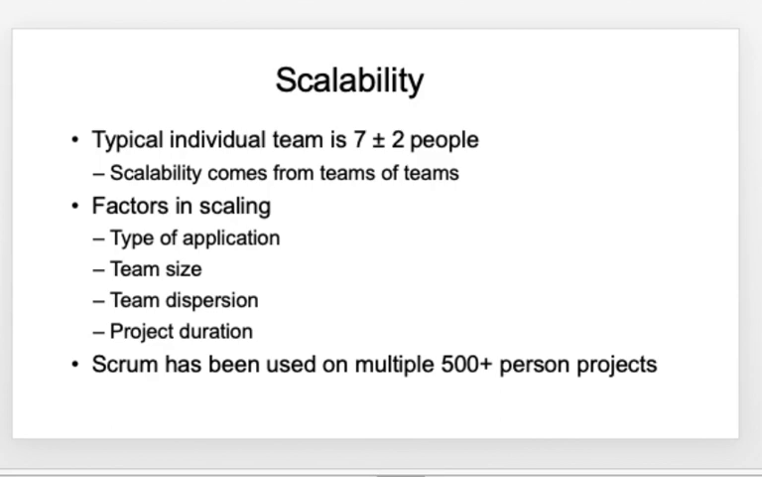So when you look at scalability, the typical team size would be 7 plus or minus 2 people. So scalability comes from teams of teams. So basically, there are certain factors in scaling that you always need to address, like the type of application, the team size, the team dispersion, and the project duration. So Scrum has been used on multiple 500 plus person projects, and that is the power of Scrum.